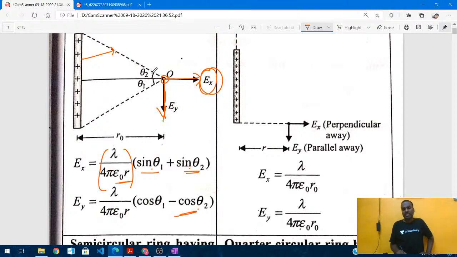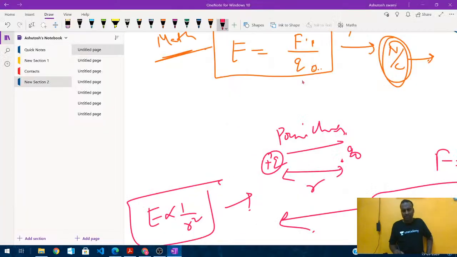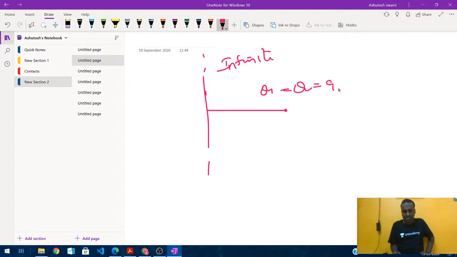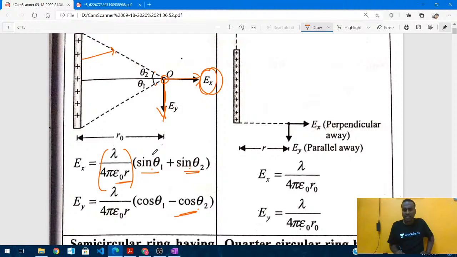Suppose, students, it is infinite, then theta 1 and theta 2 must be equal to 90. See here, for an infinite rod, the final end is at an angle of 90 degrees with respect to the reference line, and the bottommost point also bends completely down. So for the electric field intensity due to an infinite rod, theta 1 and theta 2 must be equal to 90. Sin 90 is 1, so 1 plus 1 is 2. Then the electric field for an infinite rod is lambda by 2 pi epsilon naught r.